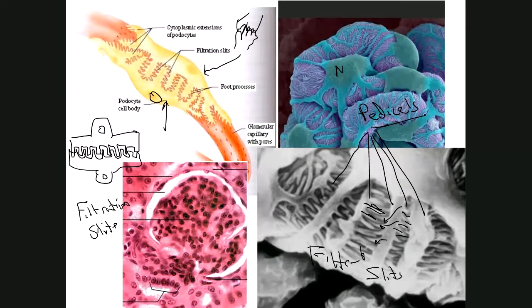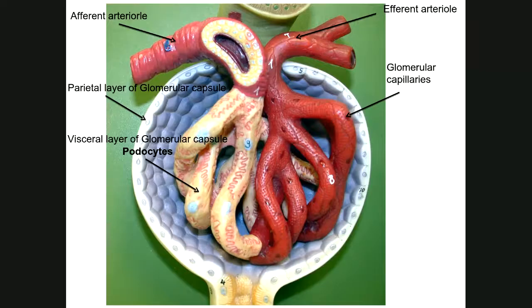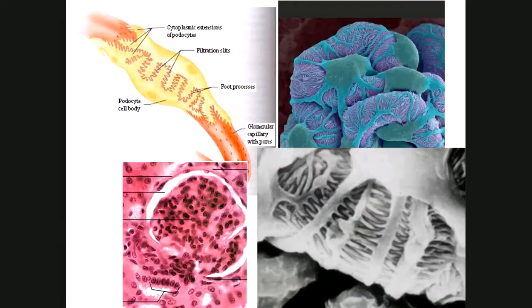So we go back and look at it here. Here are the little feet. And they're interdigitated with each other. And the little line where the red line is represents the little space, the filtration slits. There's the nucleus, but it's a big cell with all of these feet that are interdigitated. Sort of like lacing your fingers together with your two hands. And so they look like this.